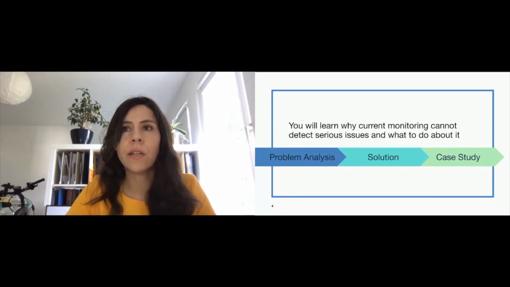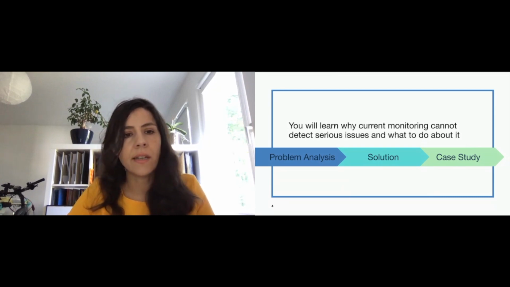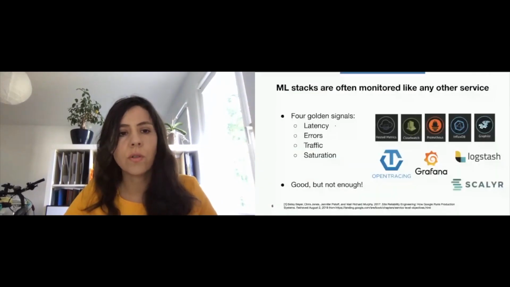Okay, so why do we have a problem with current monitoring? How do we typically monitor a machine learning stack? Typically, we monitor it like any other service. We have the 4 golden signals of Google SRE. We look at latency, how fast the application is. We look at errors. We look at how much traffic it's getting, and we look at saturation of resources like load, CPU, etc. You have a bunch of tools to the right that you might or might not use. These are all very good tools, so you should definitely monitor an ML stack for these 4 golden signals, but this is not enough.